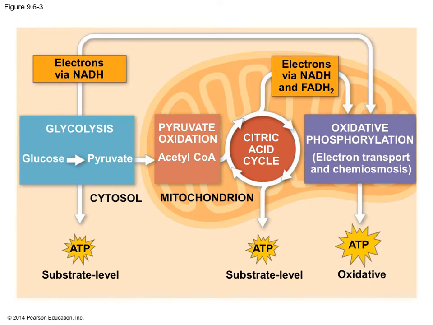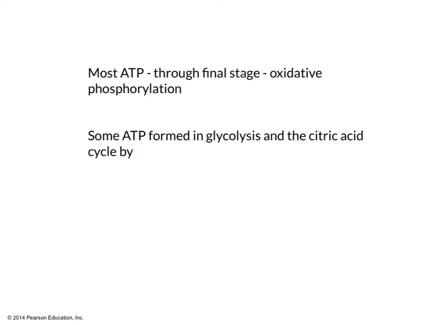And finally, those electrons are going to be shuffled into oxidative phosphorylation, the final step. This is where we have electron transport and chemiosmosis, where we are going to generate the most ATP in this final step. So most of the ATP generated is going to be in that final stage referred to as oxidative phosphorylation.